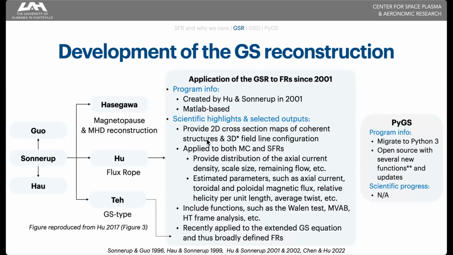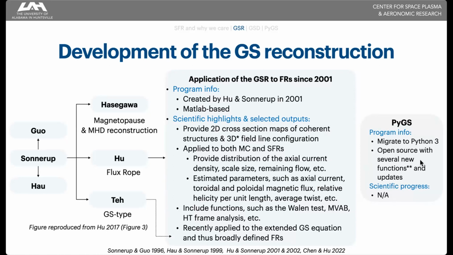Here are some scientific highlights and selected outputs. As aforementioned, the technique can provide 2D cross-sectional maps of coherent structures and 3D field line configuration, just like what I showed in the flux group introduction. It can be applied to both magnetic clouds and small flux groups. For flux group parameters, it can provide axial current density, scale size, and some estimated parameters, such as toroidal and poloidal magnetic flux, relative helicity, and average twist, etc. The GS technique also includes several useful functions, such as a Walen test, MVB, frame analysis, etc. It was recently applied to the extended GS equation, and thus it can be applied to broadly defined flux groups.